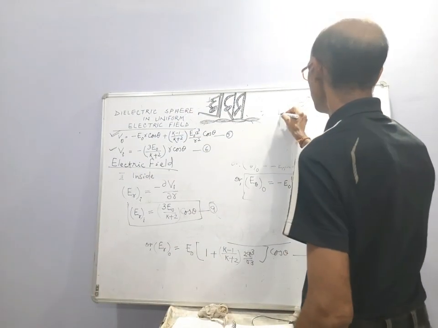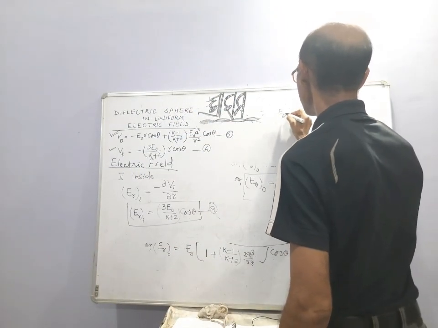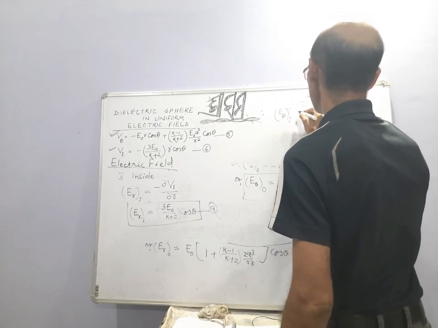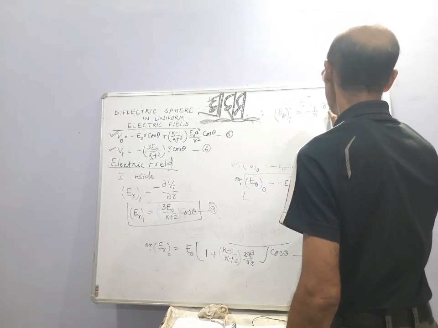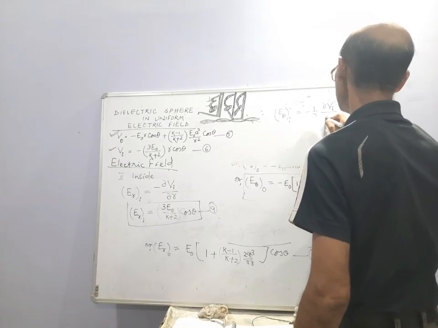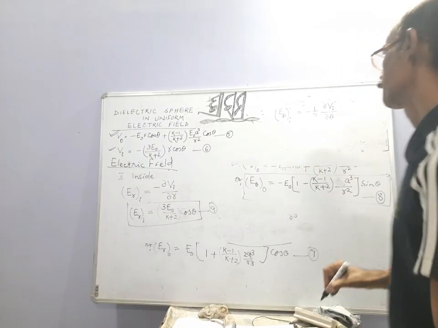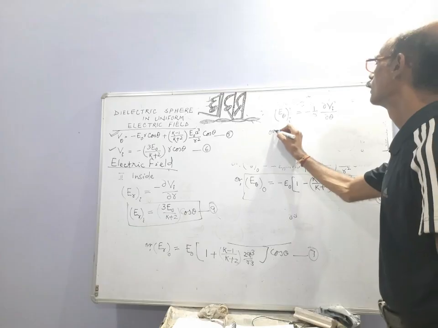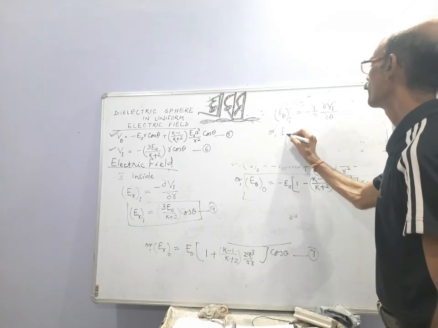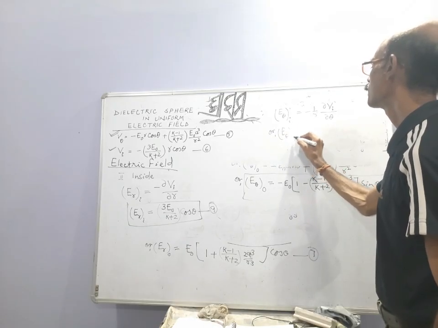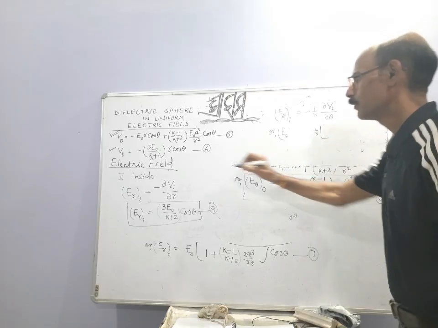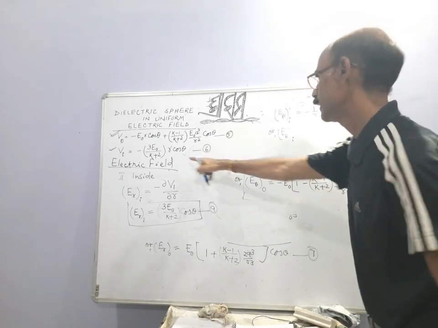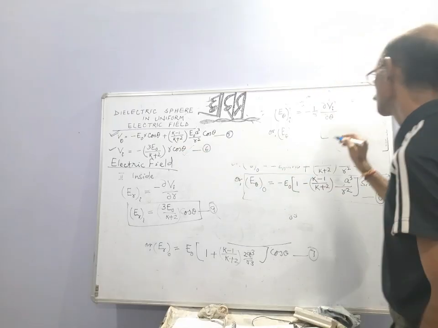And E theta I will be minus 1 by r del Vi by del t, or we obtain E theta I is equal to minus 1 by r del Vi by del theta. We will differentiate it with respect to theta.